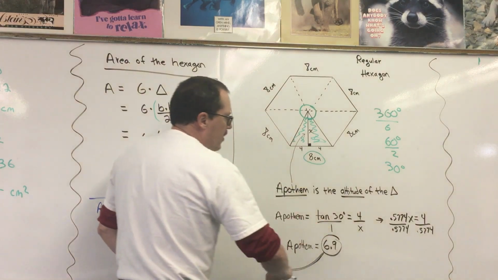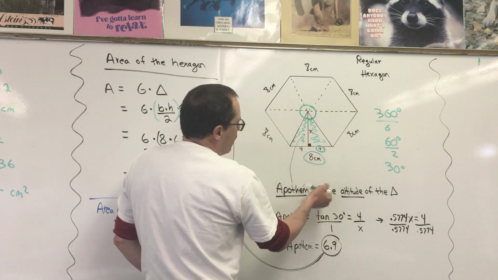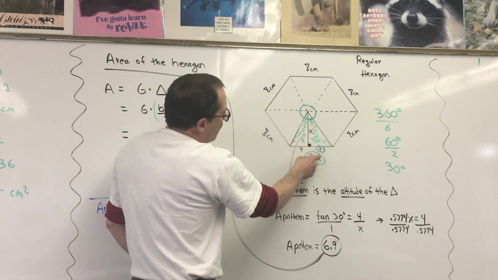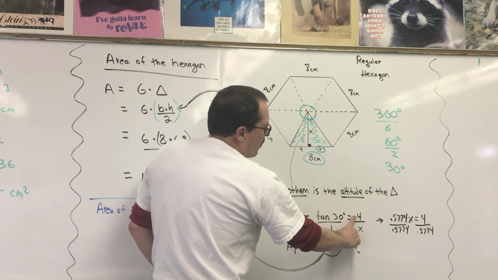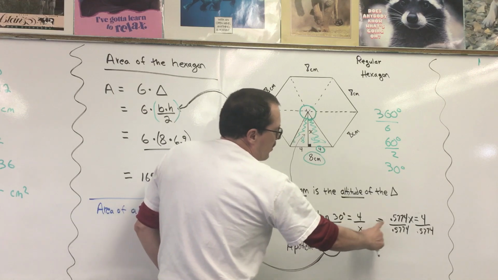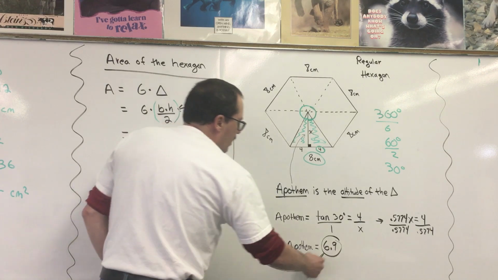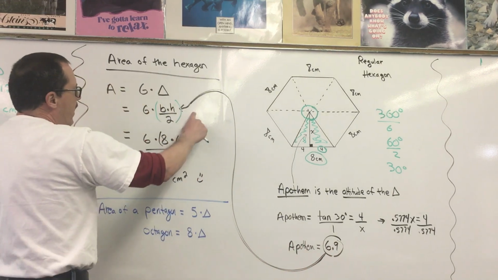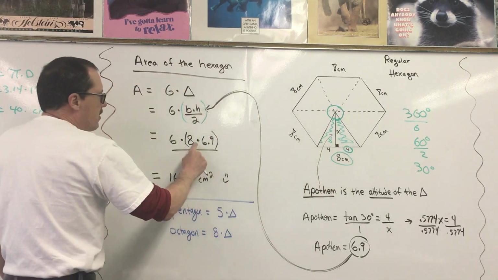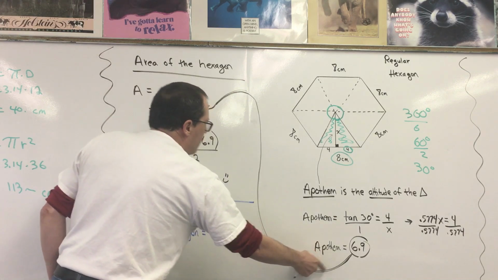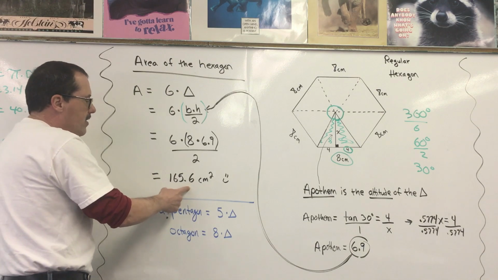So this we've done a ton of times in class. The tangent of 30 degrees is equal, I picked 4 because that's right here. That's the opposite to where you're standing. This is the adjacent, and that's why I used tangent. So the tangent of 30 degrees equals 4 over x. I found the tangent of 30 degrees, which was this, divided both sides by that, and it came out with 6.9. So now I'm going to go back up here, 6.9, and plug it in for the height. My base is 8, that's circled, times 6.9, that's my apothem, all divided by 2. And when you do the math for this, you get 165.6 centimeters squared.